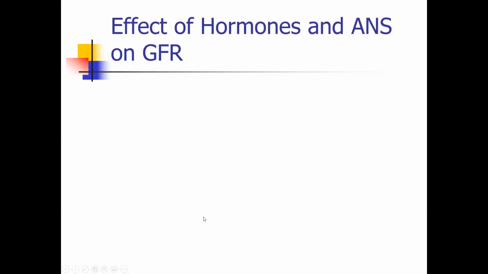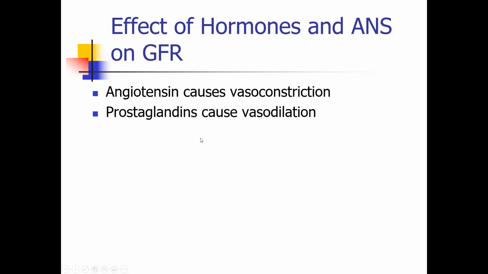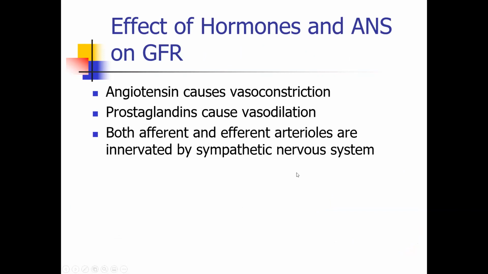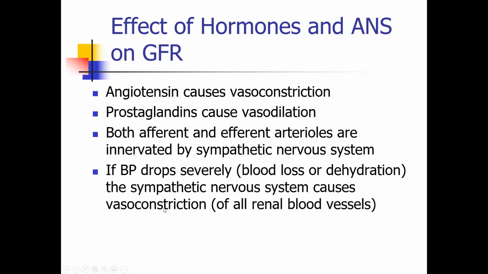Okay, hormones and the autonomic nervous system on GFR. Angiotensin is a hormone that causes vasoconstriction. Prostaglandins cause vasodilation. So these are the two hormones that primarily are going to affect the vasodilation and vasoconstriction of the afferent and efferent arterioles, helping maintain GFR. Both afferent and efferent arterioles are innervated by the sympathetic nervous system, which is normally responsible for fight or flight. If blood pressure drops severely, from blood loss or dehydration, the sympathetic nervous system causes vasoconstriction of all renal blood vessels.